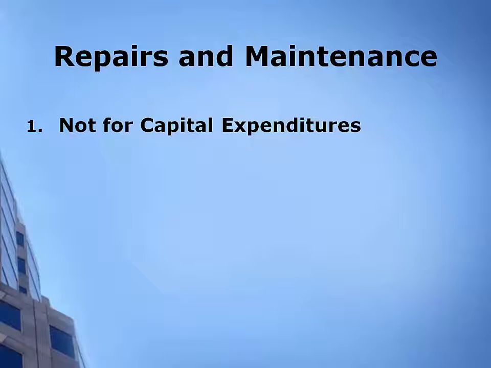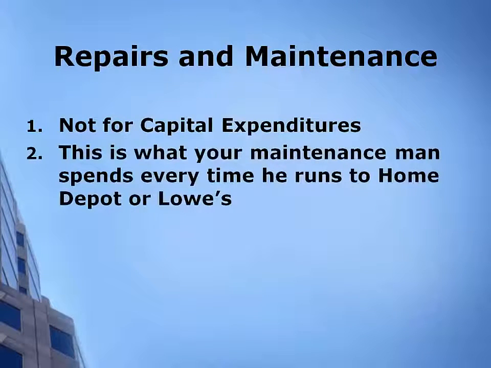So you always want to make sure that you're categorizing the supplies and the repairs and maintenance items correctly, and that they're not falling under the capital expenditures column. This is the best way to describe what repairs and maintenance is: this is what your maintenance man spends every time he runs to Home Depot or Lowe's. Every time a unit needs something, he jumps in his car and he drives down to Lowe's and he buys it. And that item gets itemized and put into this repairs and maintenance section. So that's typically what you're seeing.